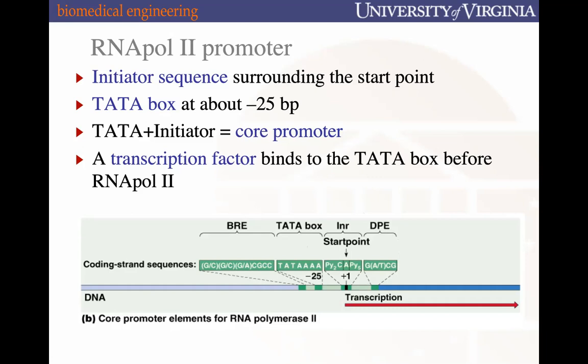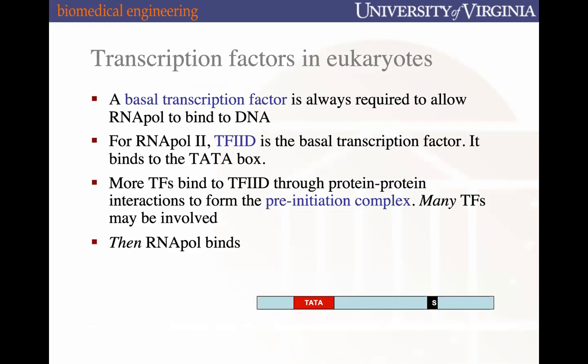What ends up happening is that there's a class of proteins called transcription factors that will physically bind to the TATA box and recruit RNA polymerase II. These transcription factors come in different flavors, but the main ones that are important for those that bind to the TATA box are called basal transcription factors.